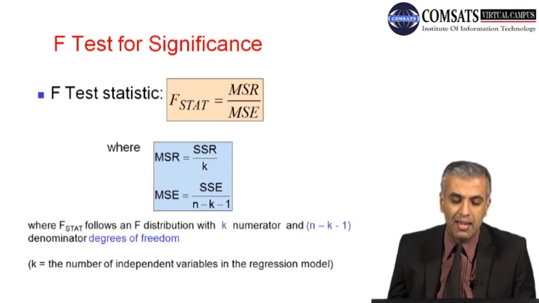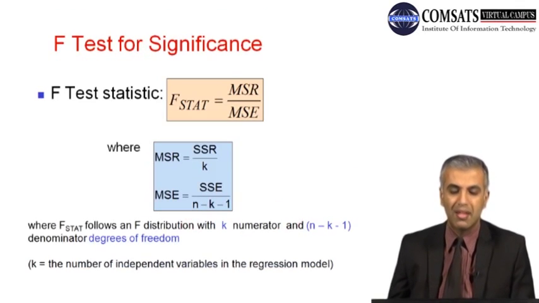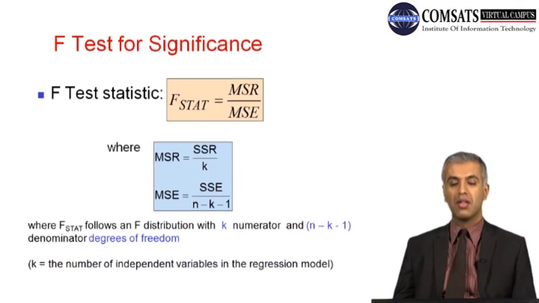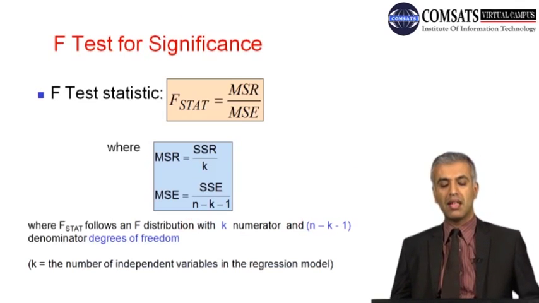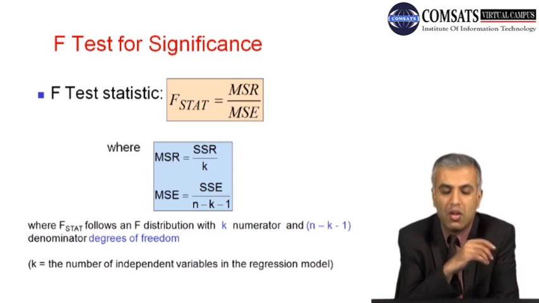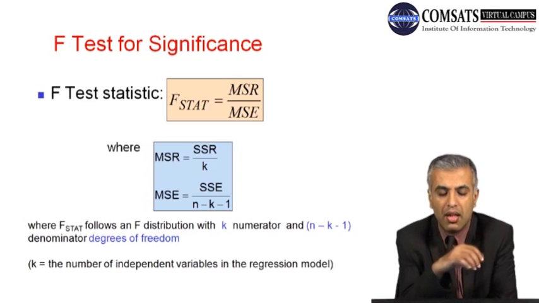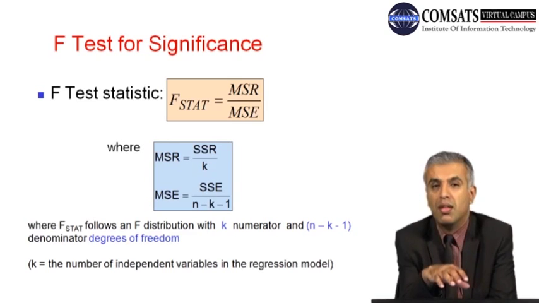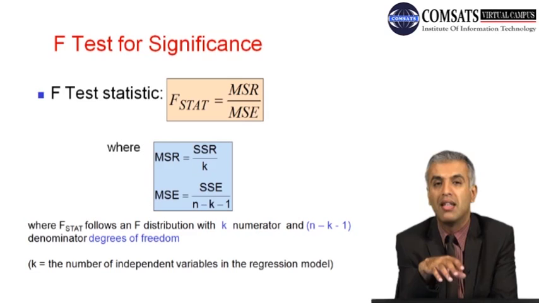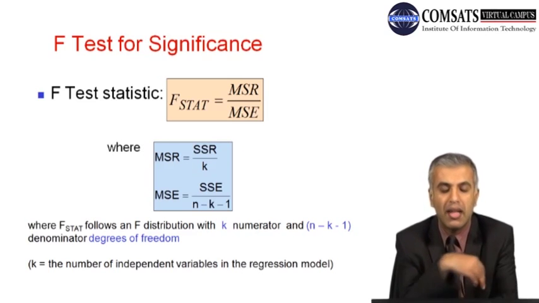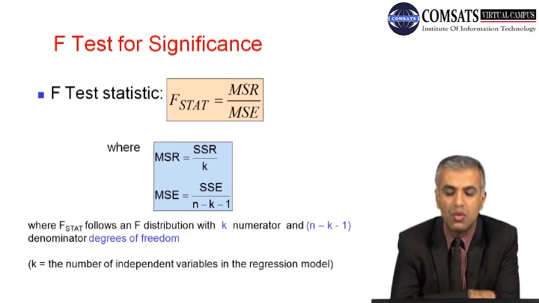Then again, the other important part is the F-test for significance. Now here the F-test basically gives us a general concept of the whole model, because in the t-test you might have seen that it was related to the inference about the slope of that specific single variable which is being tested. But here an F-test statistic is used to identify whether the whole model is valid or not.